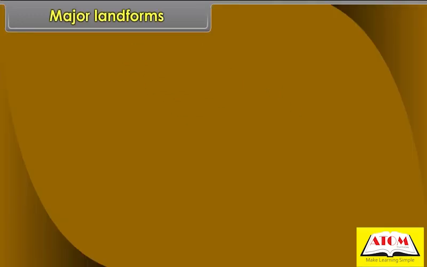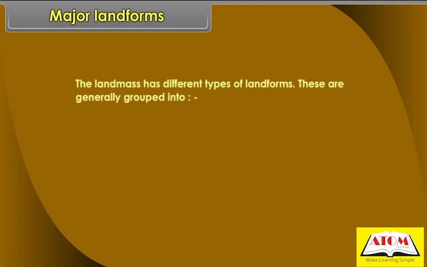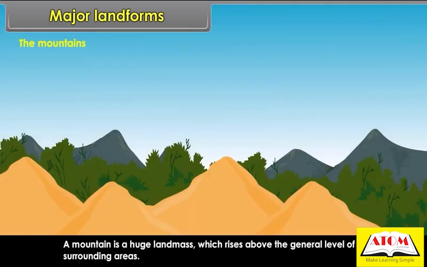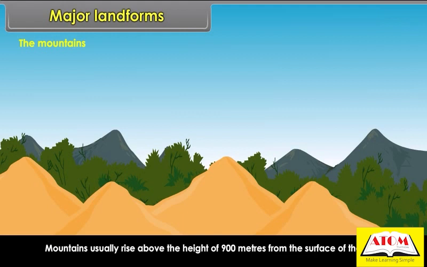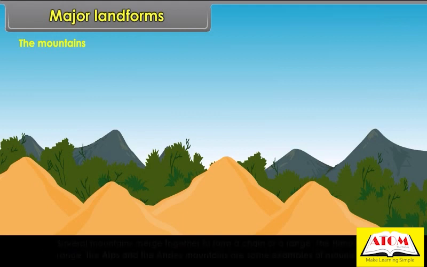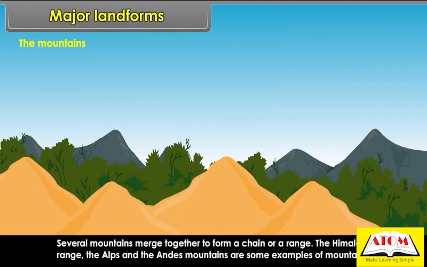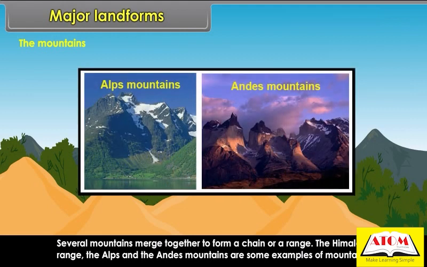Major landforms. The landmass has different types of landforms. These are generally grouped into mountains, plateaus, plains. The mountains. A mountain is a huge land mass which rises above the general level of the surrounding areas. Mountains usually rise above the height of 900 meters from the surface of the earth. Several mountains merge together to form a chain or a range. The Himalayan range, the Alps and the Andes Mountains are some examples of mountains.